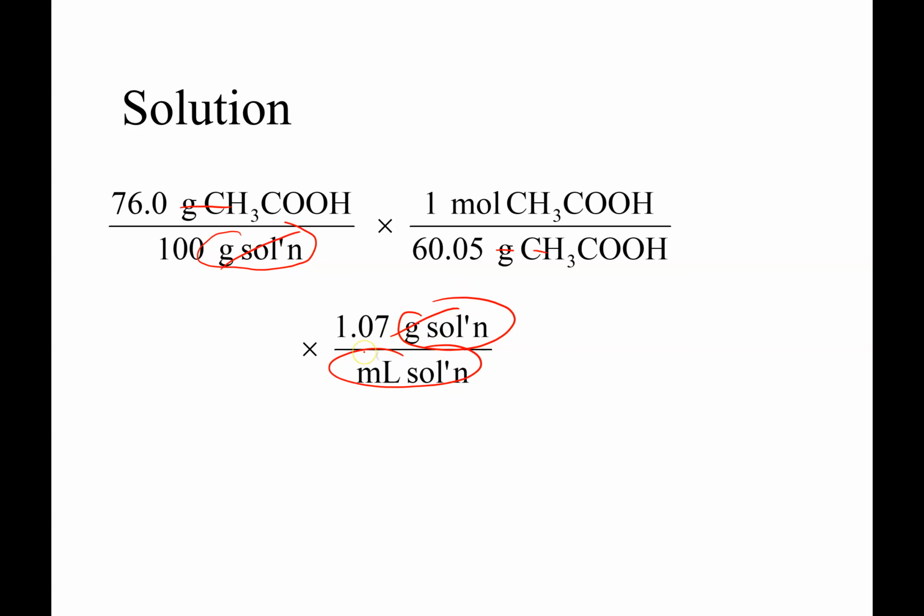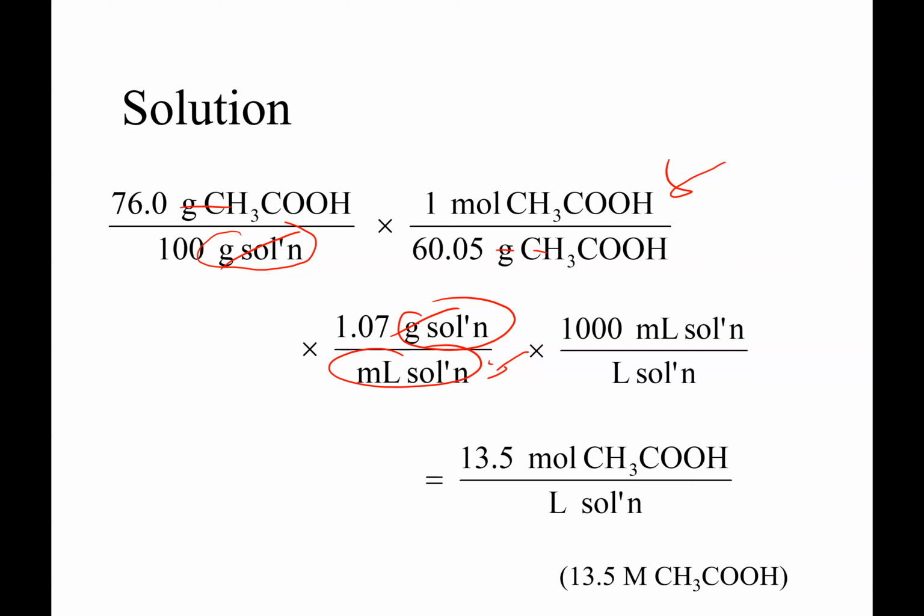We have milliliters of solution in the denominator. So right now we've got moles per milliliter. How are we going to do one more term? Yep, 1,000 milliliters over 1 liter. How many sig figs? 3. So with 3 sig figs, you're looking at 13.5 as your number, and as you see in parentheses down there, I would just put 13.5, a big M, not a small m. Big M means molar, 13.5 molar, and then I would put CH3COOH.